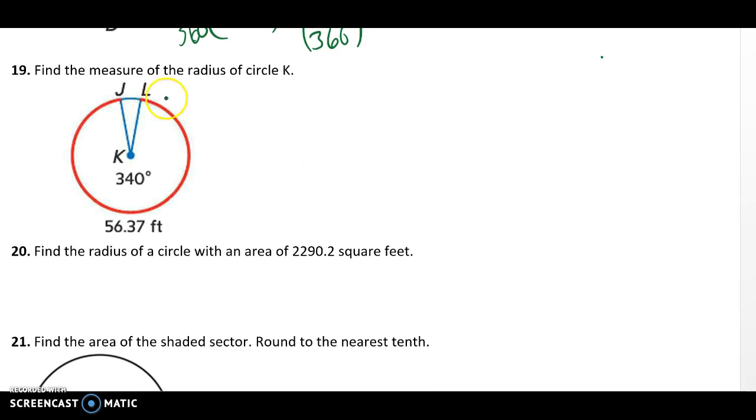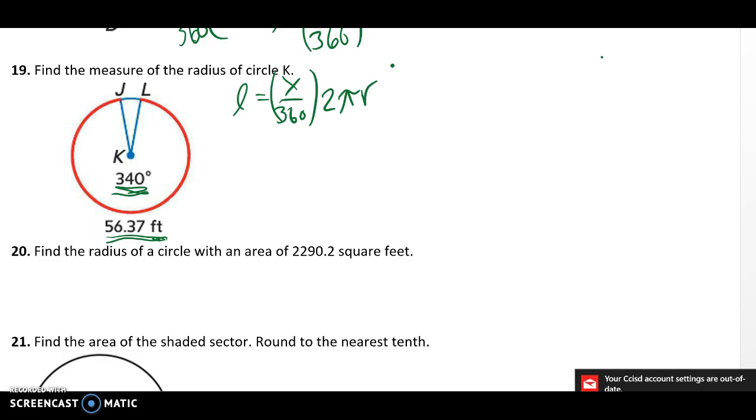So now number 19 says find the measure of the radius of circle K. Okay, so now we're given the measure of this angle in here, and we're given the arc length, because it's in feet, right? So it's not in degrees, so it's actually the length of this arc. So we're going to use that same formula, again, length. x over 360, same formula, times circumference 2 pi r, right?